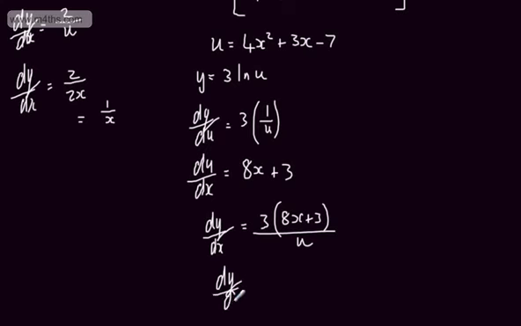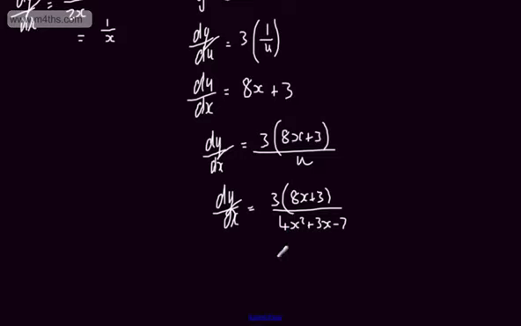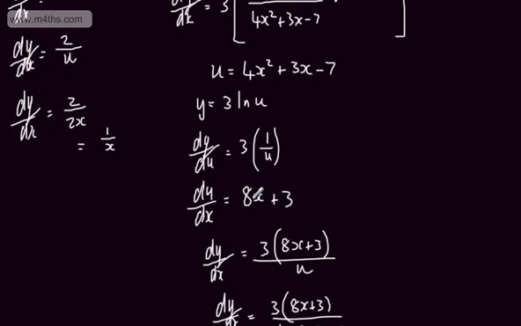So dy by dx in terms of x would be 3 lots of 8x plus 3 over 4x squared plus 3x minus 7. Now, just looking at that inside function that I've chosen, if we spent a little time looking at it, it's going to factor. And this brings us on to quite a nice little quirk, or at least one of the things that we could do in terms of the derivative of particular log functions.